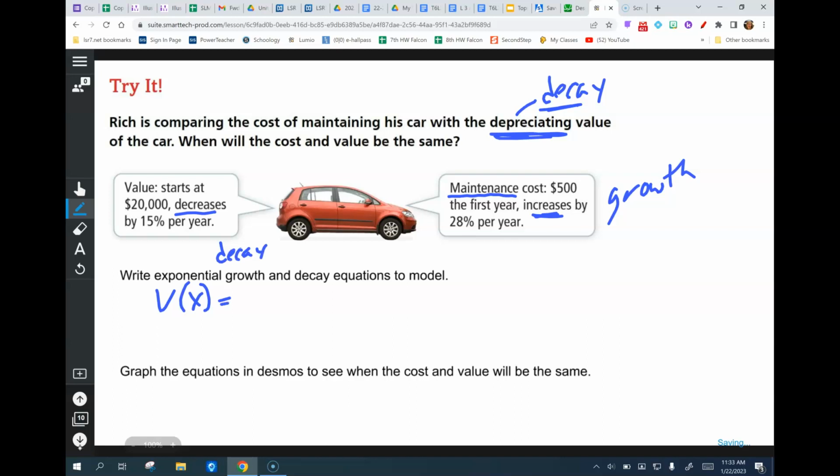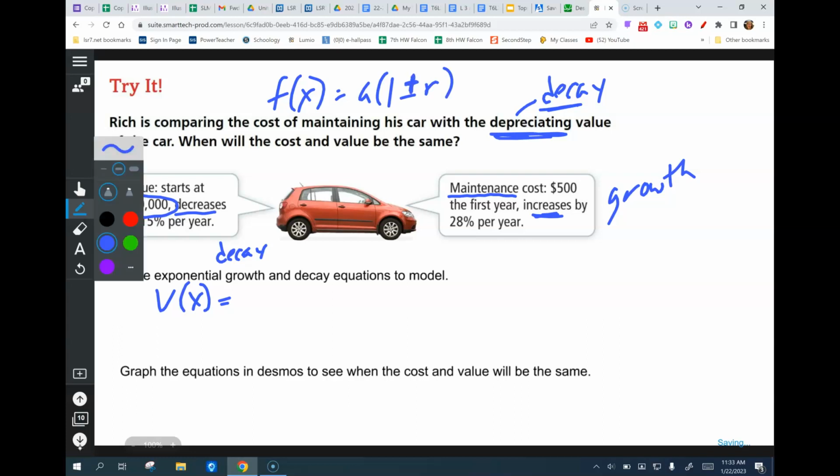So we have the initial value. Remember, f of x is equal to a times 1 plus or minus the rate. If it is an increase, if it's a growth, it's going to be a plus, and if it's a decrease, it's going to be a minus. Keep that in mind. This one is going to be a minus.